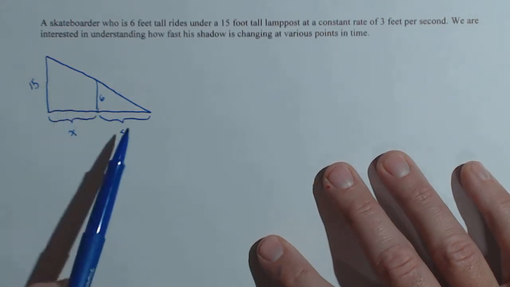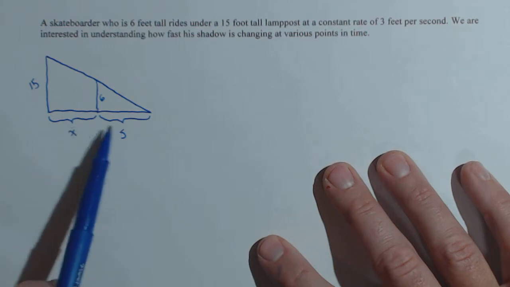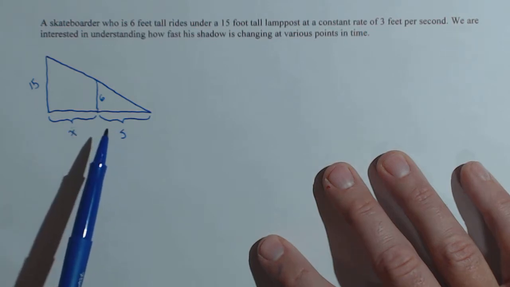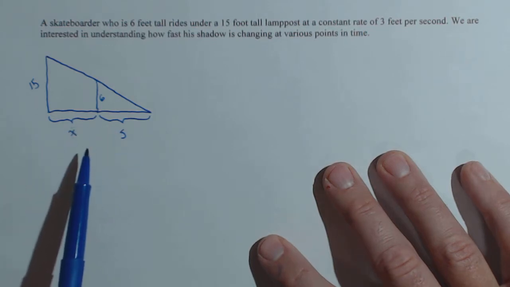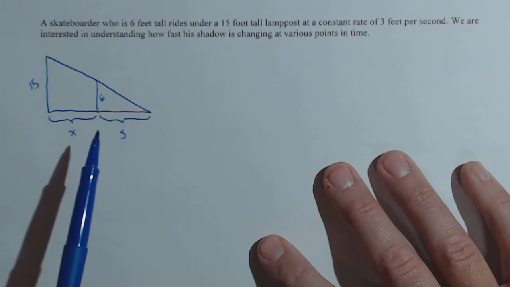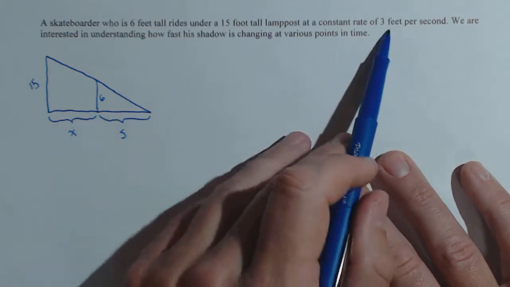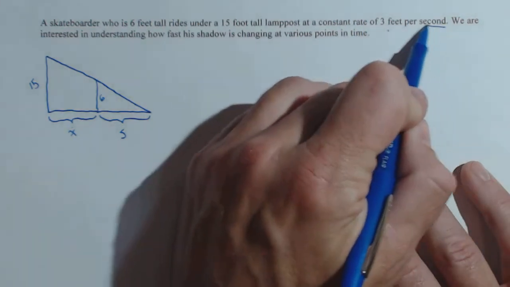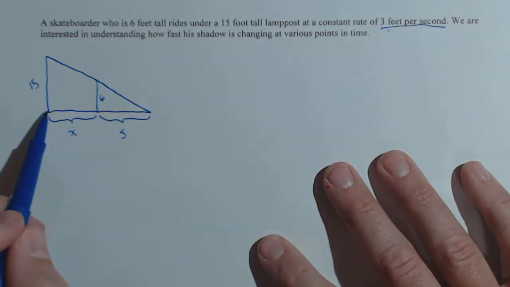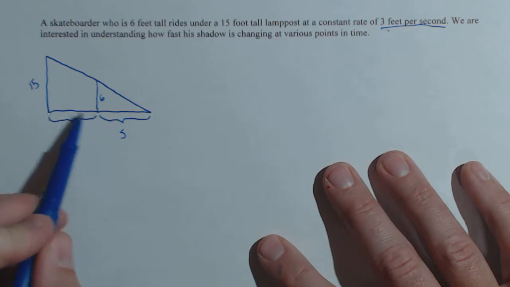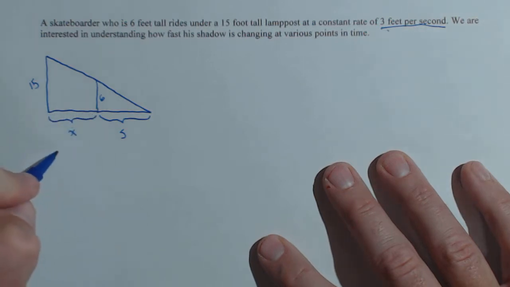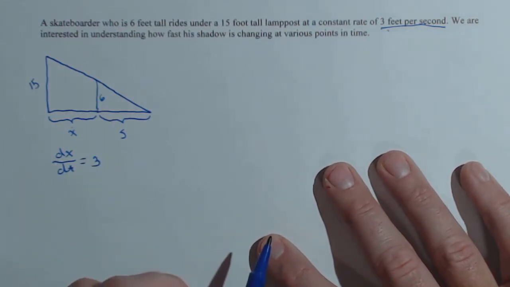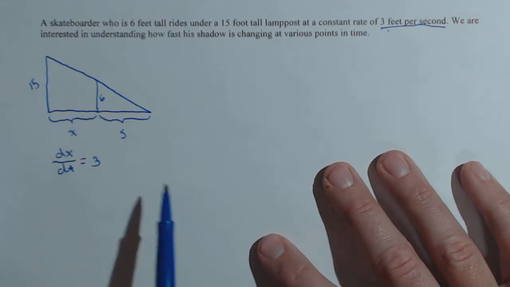And now we have a situation where we see what's going on, because these are values that are changing, x and s. So what we need to do now is figure out what's going on. Well, he's moving at 3 feet per second. So if we figure out how that figures into our triangle, that's the rate that x is changing, because that's his distance from the lamppost. That tells us dx/dt is equal to 3, something we'll probably use later in our related rates problem. So we've got all our knowns identified, and we've got variables for our unknowns.